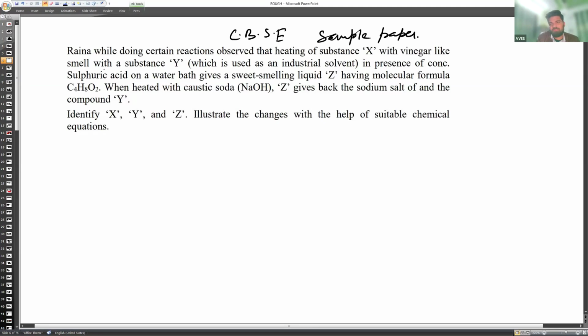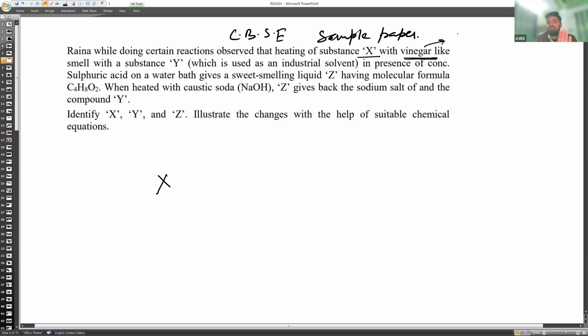So what is in this question? Raina, while doing certain reaction observations, is heating substance X, so X should be here, with a vinegar-like smell. It means it is a carboxylic acid. Vinegar-like smell indicates that it is a carboxylic acid, and vinegar contains ethanoic acid.